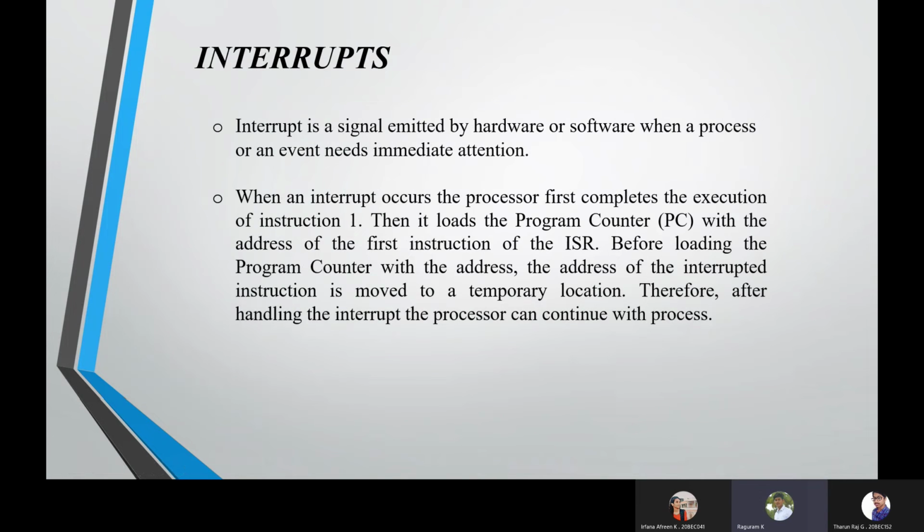Next, interrupts. An interrupt is a signal emitted by hardware or software when a process or an event needs immediate action. For example, if a process is running in a sequence and a sudden event happens, it will respond accordingly. For such events, there is a concept called the interrupt service routine. Once the interrupt occurs, the code inside that particular interrupt routine will be executed at any point of time. So in any of our real-time applications, interrupts play a very vital role.